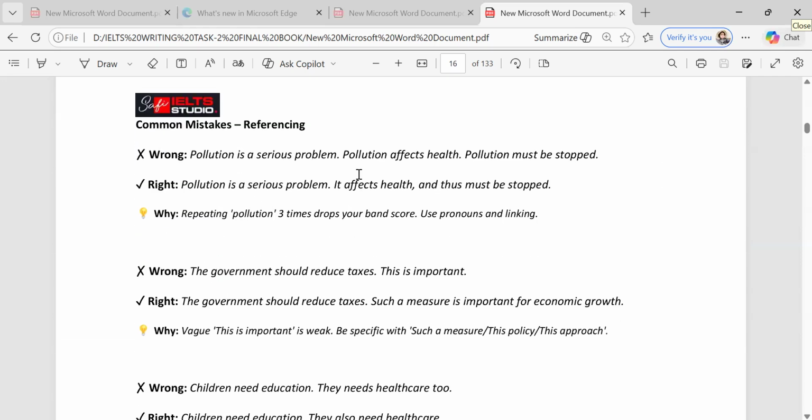And then there are some common mistakes the students make. Let's start taking some of the examples. Pollution is a serious problem. Pollution affects health, and pollution must be stopped. Now look at these three sentences.